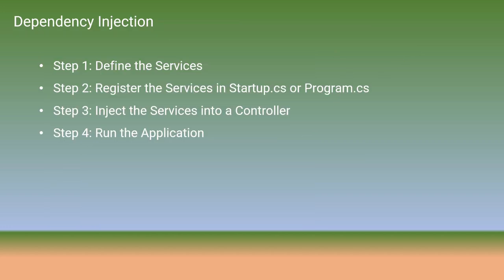Dependency injection is fundamental in ASP.NET Core. It promotes loose coupling, testability, and maintainability. Use constructor injection to inject dependencies into your classes. This makes your code more flexible and easier to test.